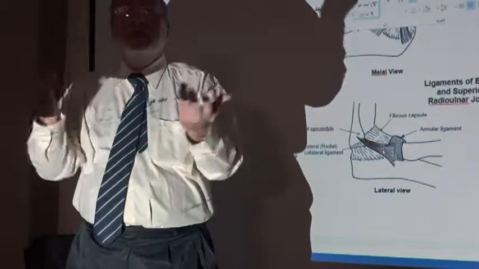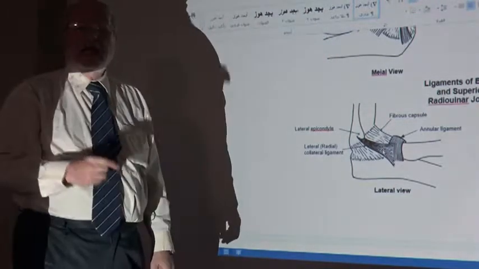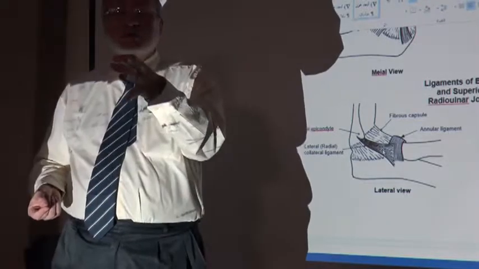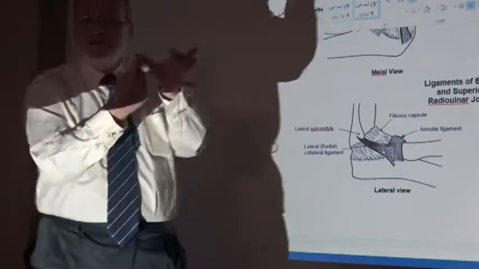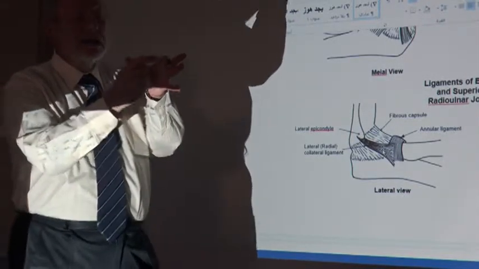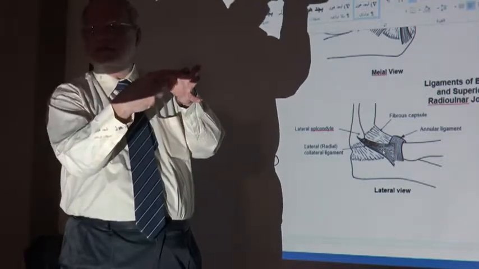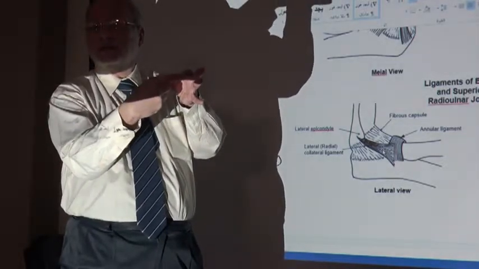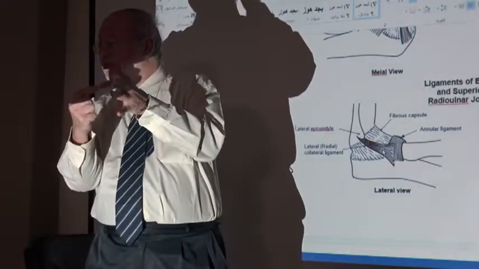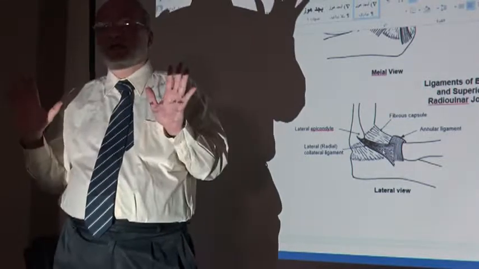And attached to where? Attached to the anterior border and the posterior border of the notch. This is the radial notch of the ulna. The annular ligament is attached to the anterior and the posterior border of the radial notch of the ulna to complete the circle.